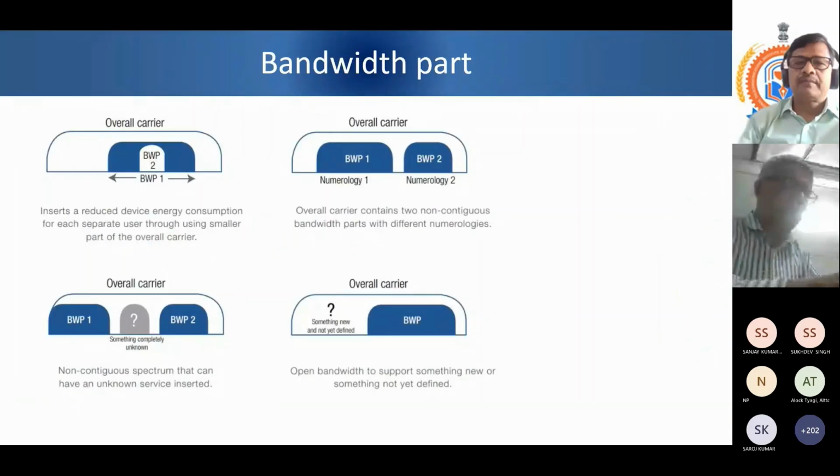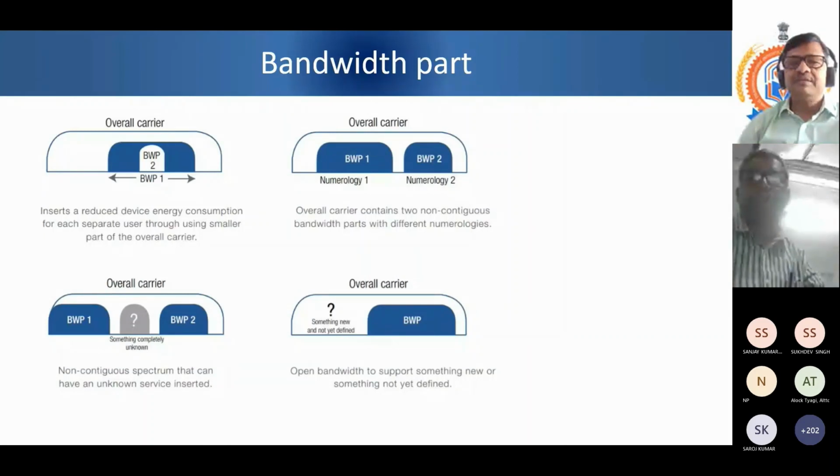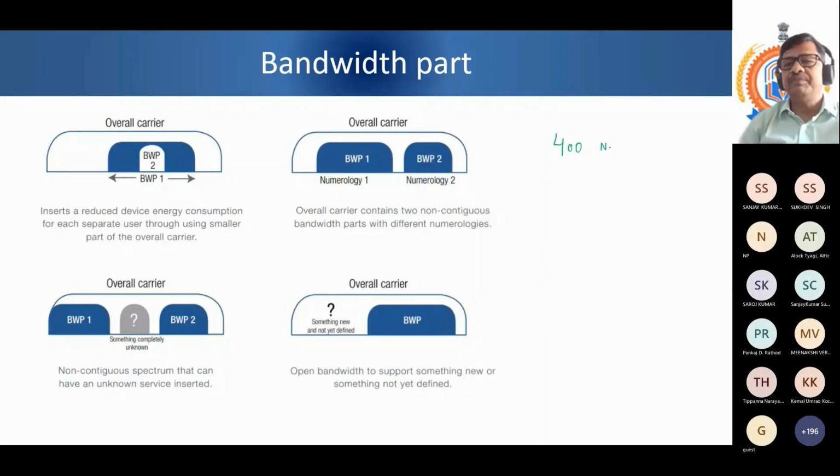The next concept is bandwidth part. So what is bandwidth part? Even though 5G will support a channel bandwidth of 400 megahertz, the standard is designed in a way that you can use part of the bandwidth. So for example, if you are just accessing the internet and you don't require a wide channel bandwidth, you can use a smaller bandwidth part, right? So that you save on power consumption and electronics.